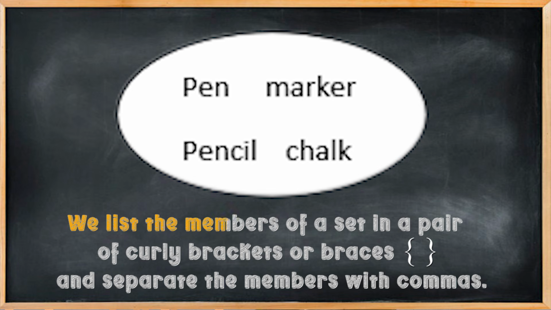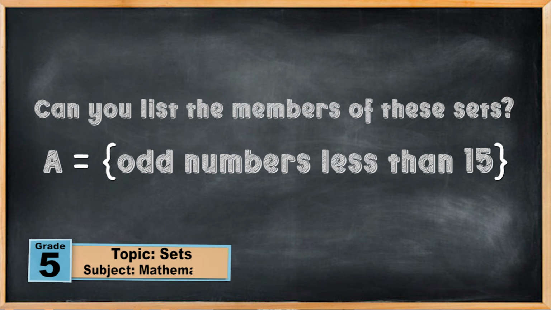We list the members of a set in curly brackets, or what we call braces. And we separate each member using commas. Can you list the members of these sets?